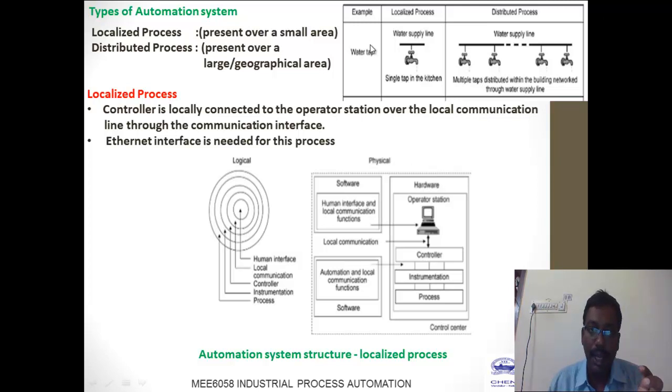For example, here I show the localized process and distributed process of a water tap. If you take the water tap, you can see the water supply line. In the localized process, we are having only a single tap. If you go into the distributed process, we are having multiple taps. So like that, we are having multiple systems, and in those multiple systems, we are having n number of subsystems.